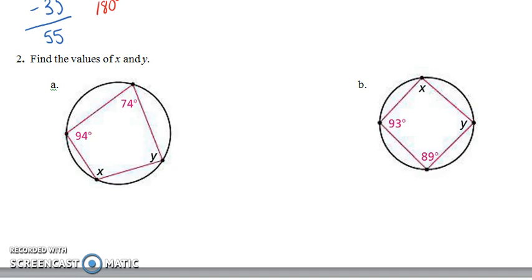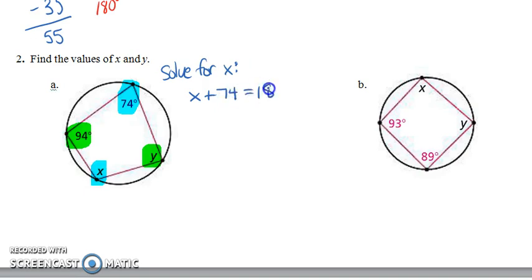So I know that in this quadrilateral, the opposite angles, and I'll highlight them in different colors, are going to sum to 180 degrees. So for instance, if I want to solve for x, I know that when I take x and I add it to the opposite angle, which is 74, I'm going to come up with 180 degrees. And if I want to solve for y, I know that when I take y and I add it to the opposite angle, which is 94, I'm also going to get 180 degrees.